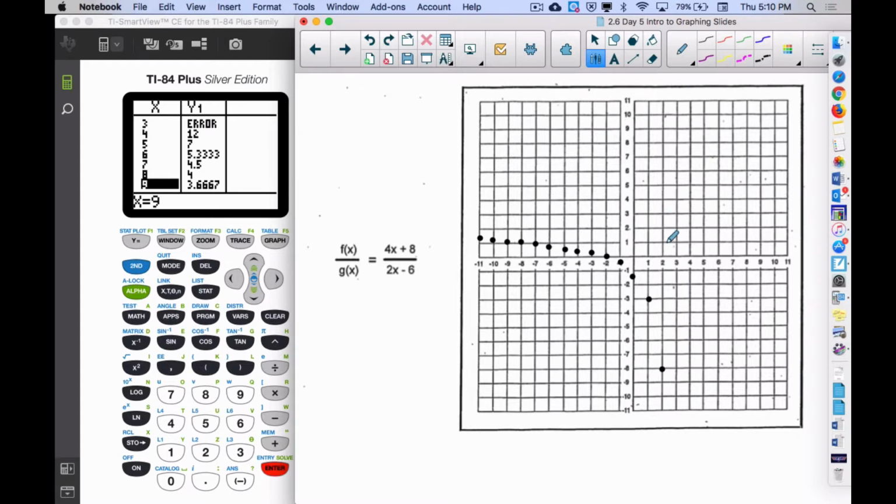So at 4, I'm still just off the graph. It'd be like somewhere up here. But then at 5, I've already dropped down to 7. At 6, we're at a little more than 5. At 7, we're at 4.5. Now it starts to flatten out. At 8, we're at 4. At 9, we're at 3.67.